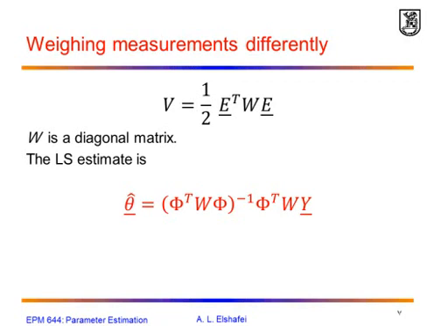Finally, if we would like to give a different weight for the different errors or different residues, then we can write our cost function as 1/2 E transpose omega E instead of E transpose E as we did in the least squares, and the modification in the resulting formula would be just by adding W here in the formula for theta hat. So the least square estimate in that case would be phi transpose W phi inverse times phi transpose W y. This can be proven the same way that we proved the least square formula.